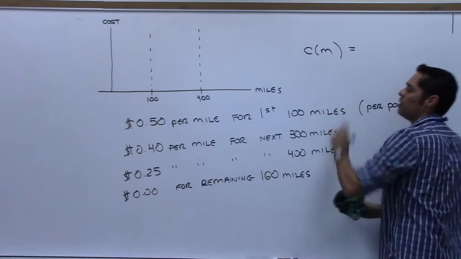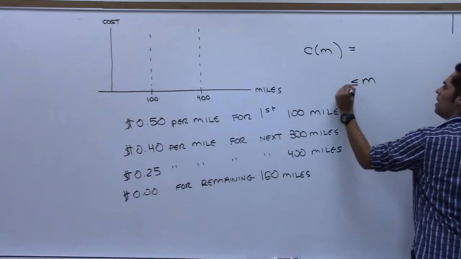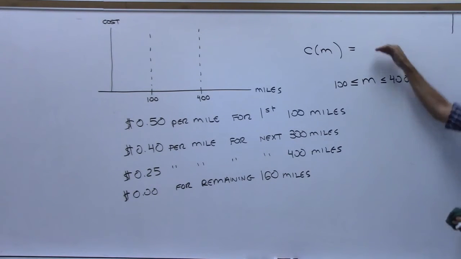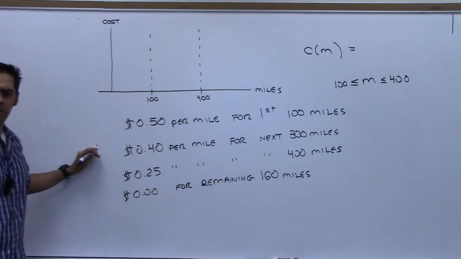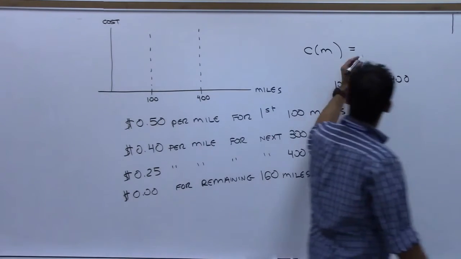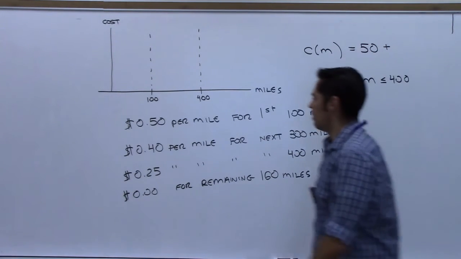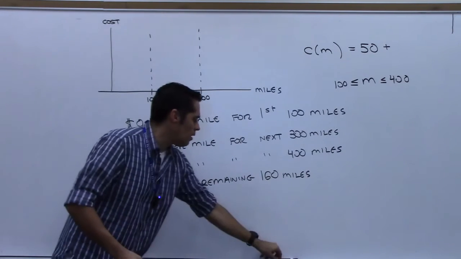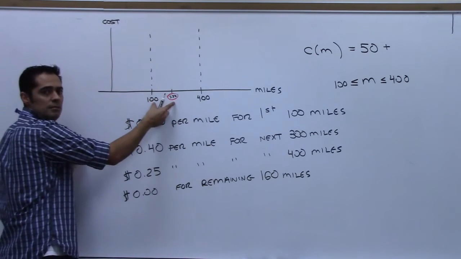We know for sure if we're going to go between 100 and 400 miles, so I'm going to put a domain restriction here. M is between 100 and 400 miles, then my cost is going to be this. Definitely the first 100 miles at 50 cents per mile, which we said was $50. That's going to be a fixed cost, right? That's never going to change if I go at least 100 miles. So it's going to be 50 plus, now this is the part that's tricky. Let's say I only go 200 miles. Let's say that's how far I went. How much am I going to pay for this piece?